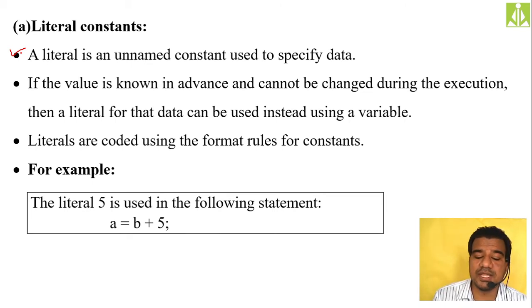Literals are coded using the format rules for constants. Just like how we use constants in our mathematical calculations or equations, in that same way we use constants in a C program. See over here, the literal 5 is used in the following statement. Over here you can see A equals B plus 5. A simple C statement we can say.